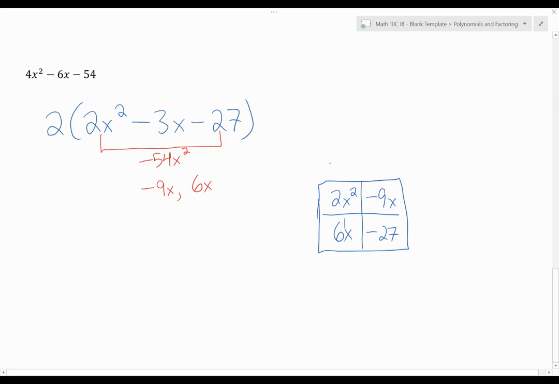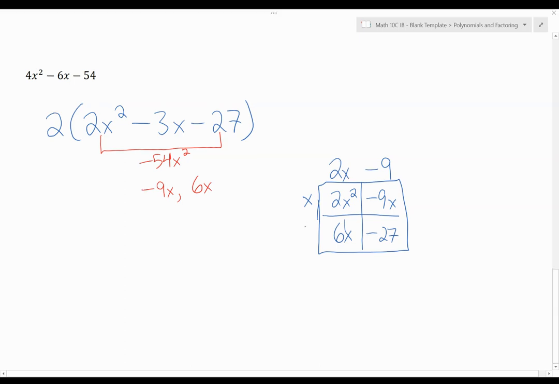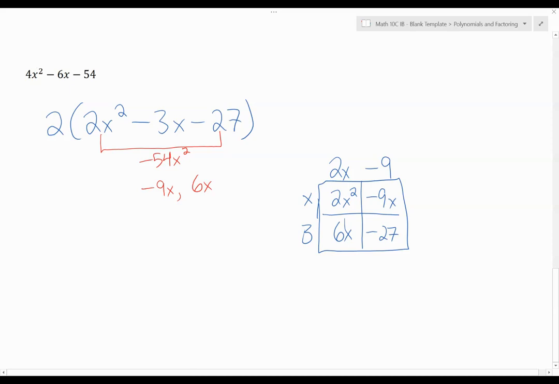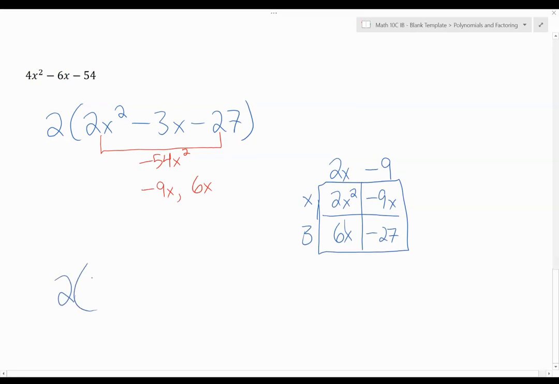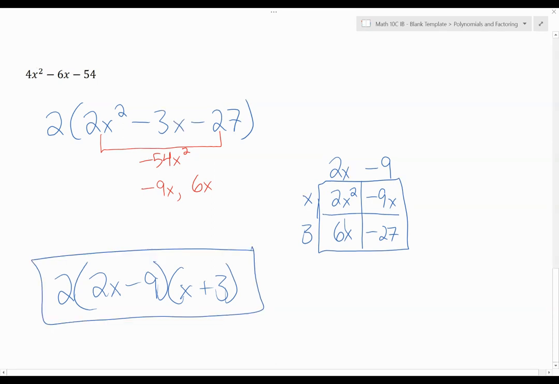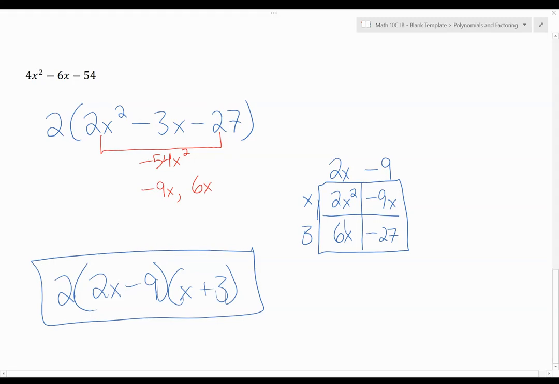Between 2x squared and 6x, I have a common factor of 2x. Between negative 9x and negative 27, the greatest common factor is negative 9. Between 2x squared and negative 9x, the greatest common factor is just the x. And between 6x and negative 27, I can factor out a 3. Which means that I have the 2 that I already had out front. That is still one of the factors. Then I have a factor of 2x minus 9 and a factor of x plus 3. So that is the factorization of 4x squared minus 6x minus 54.